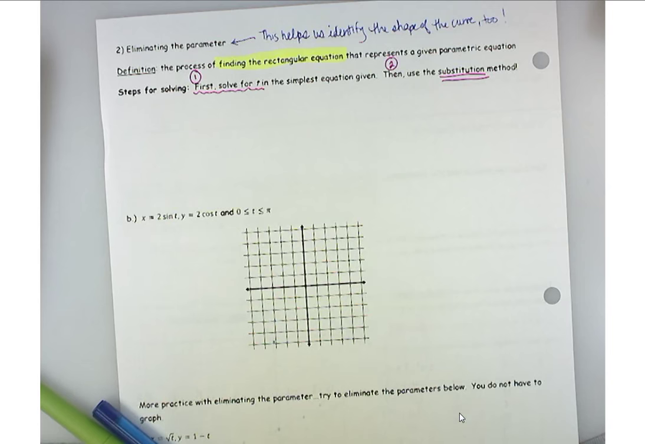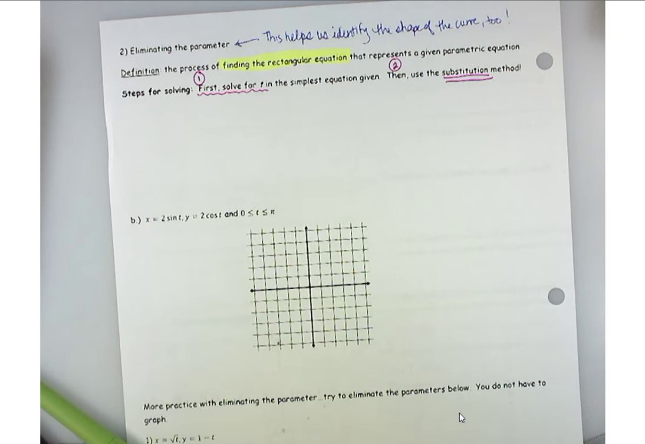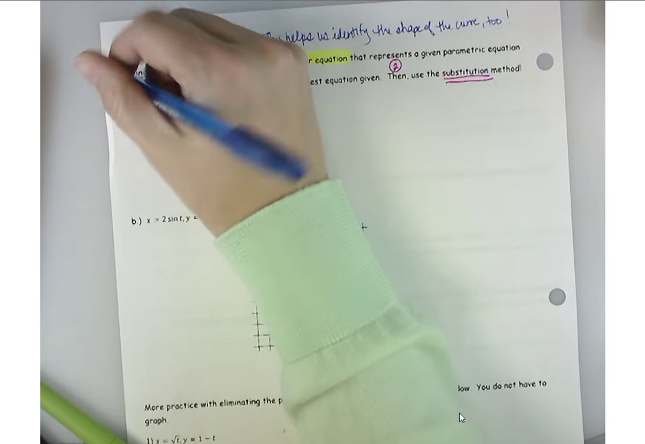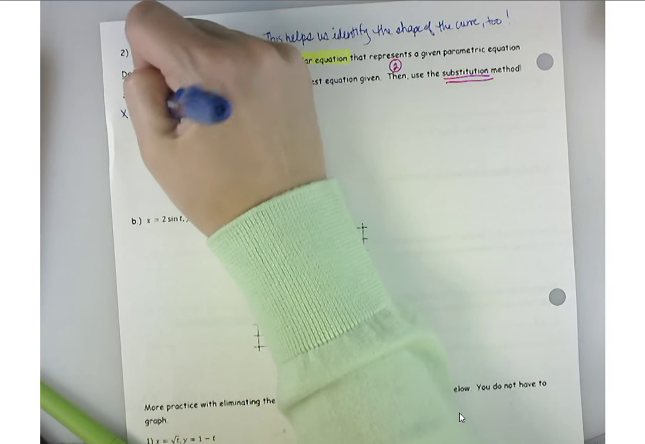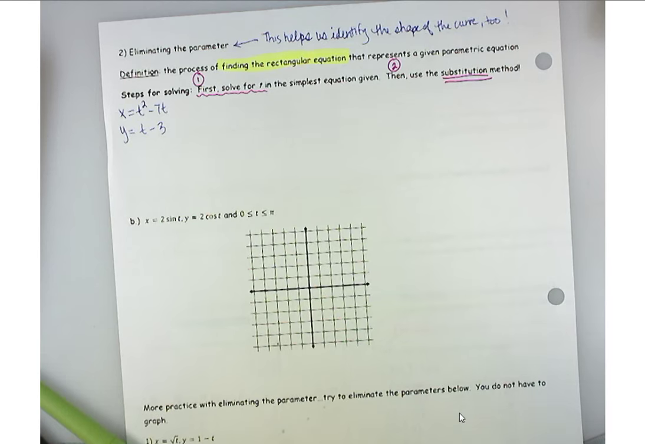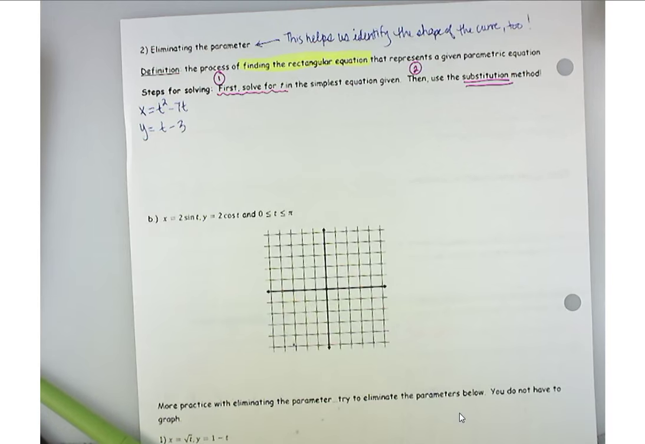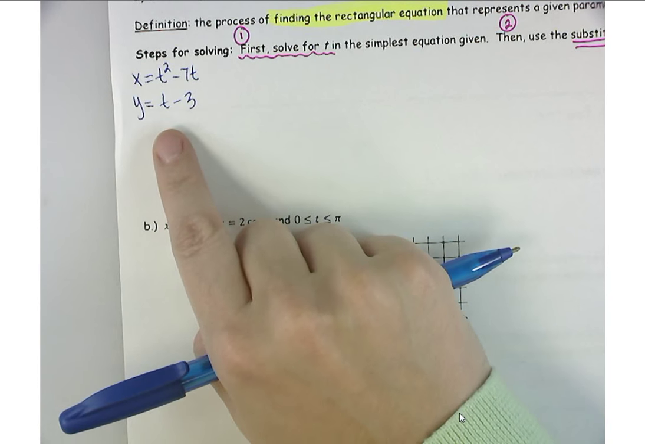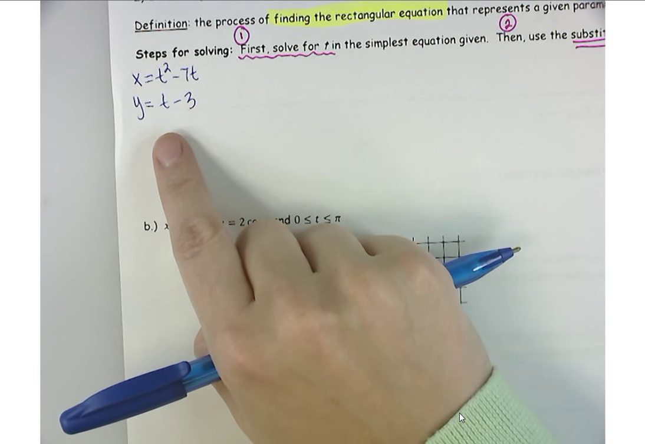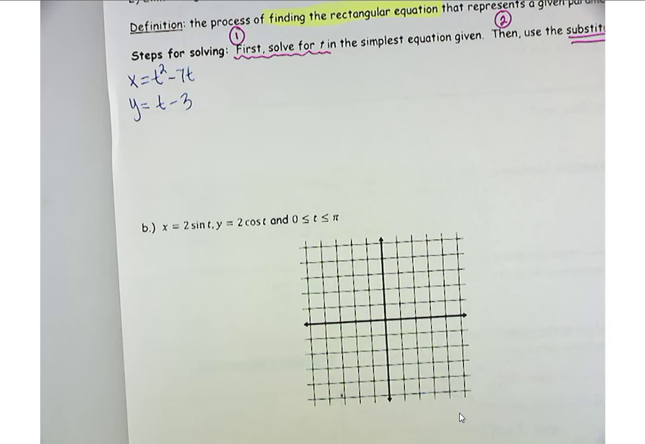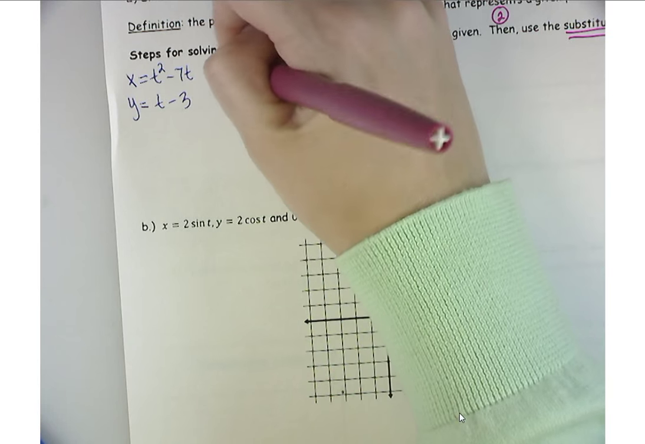So this is the second part of our first example. So we're using those same equations. I'm just going to write them here for you so you don't have to keep flipping back and forth. So the x value was t squared minus 7t, and the y value was t minus 3. Okay, so if I'm doing step 1 where I want to solve for t in the simpler equation, this one is going to be obvious. Which one is simpler? The y equals. Okay, because here you're going to have more than one t.